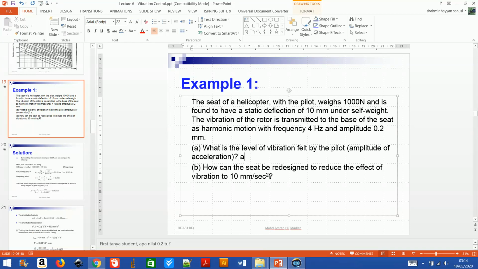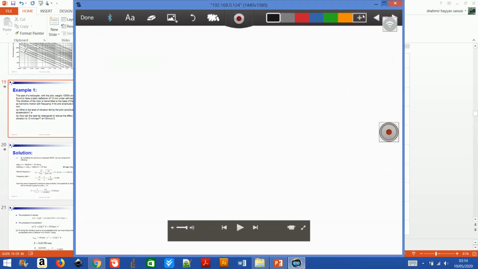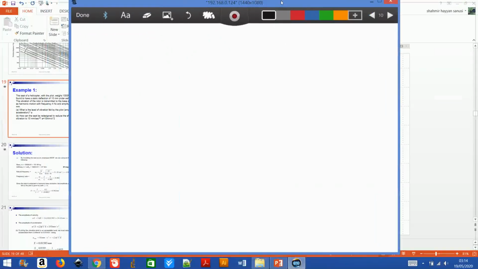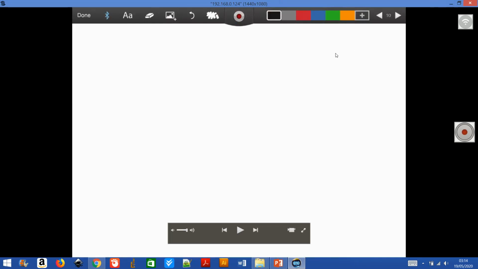And the second question asks us, how can the seat be redesigned to reduce the effect of vibration to 10 millimeter per second squared? So let's say the A is 10 millimeter per second squared, so how do we redesign it? Okay, so this is actually example 1 in your lecture notes.